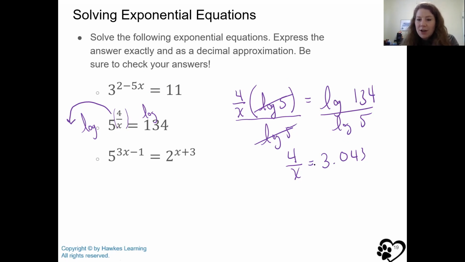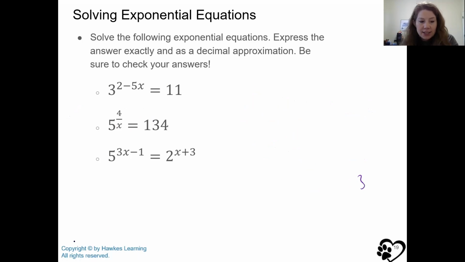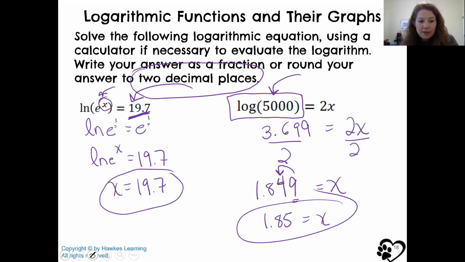I freaked out. All right, so now I want to get rid of divided by x. So the first thing I'm going to do, the opposite of divided by x, I'm going to multiply both sides by x. That's gone. So now 4 is equal to 3.043. Oh my gosh, I did it again, you guys. What is wrong with me?